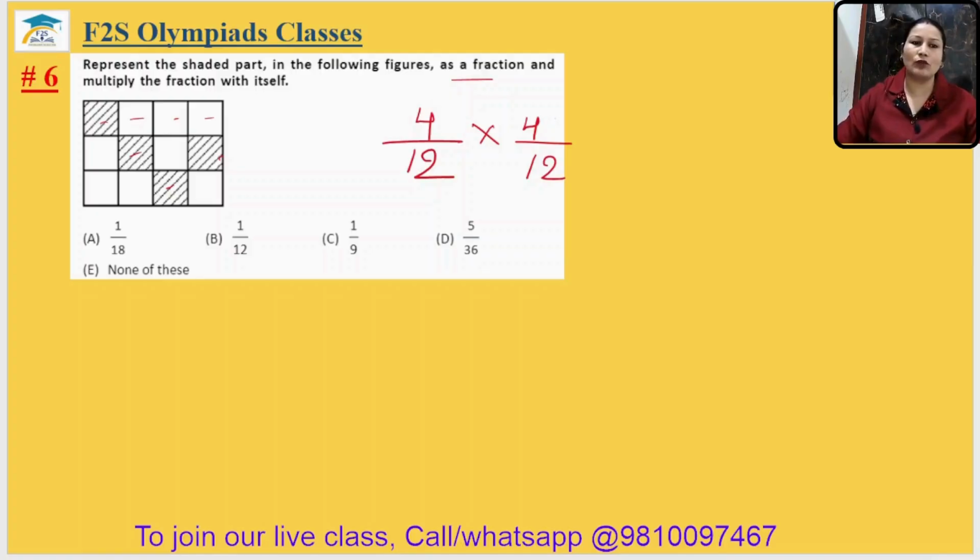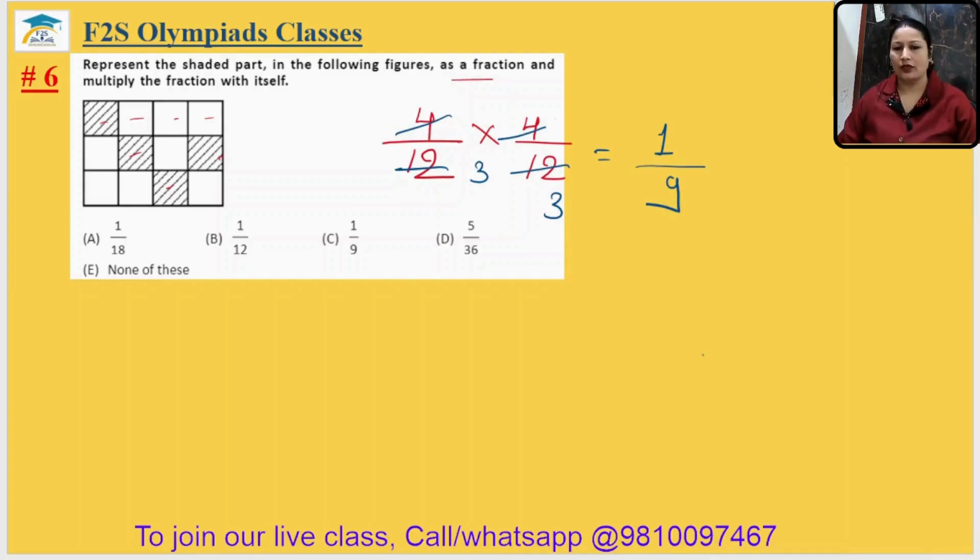We have to just multiply this fraction, 4/12, with itself only. So how can we simplify? 4 3s are 12. So it will be your 1/9. It is available in option number C. So the sixth answer will be C.